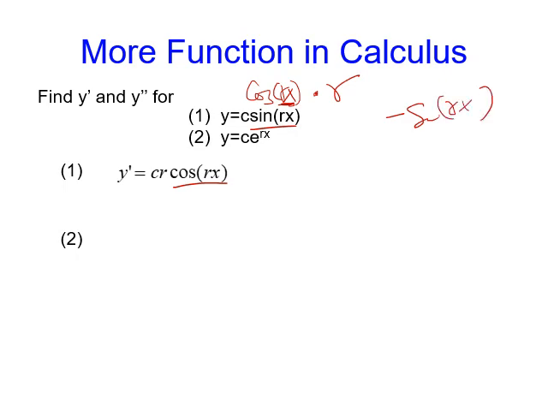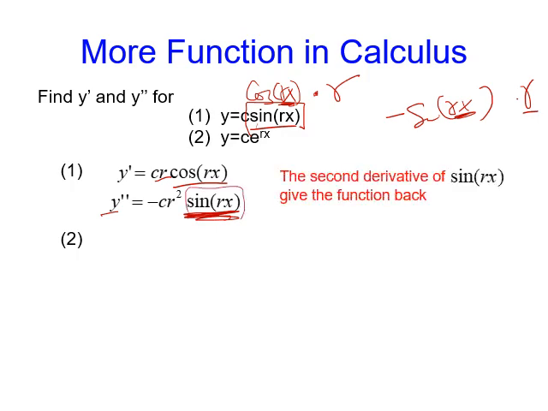And then your derivative of Rx, you get R again. So R times R, you get R squared. So the second derivative should be negative C times R squared times sine Rx. Okay, note that the second derivative gives you back the sine Rx. You start with the sine Rx, and after you do the second derivative, you get this function back.